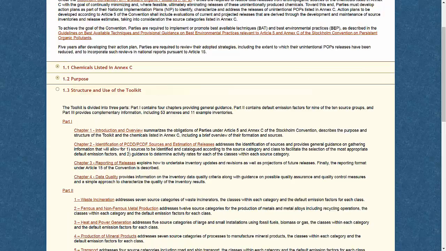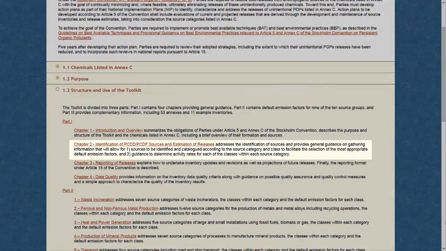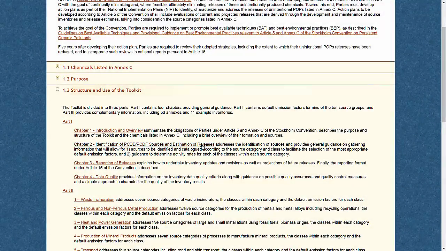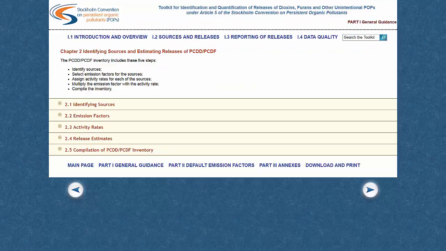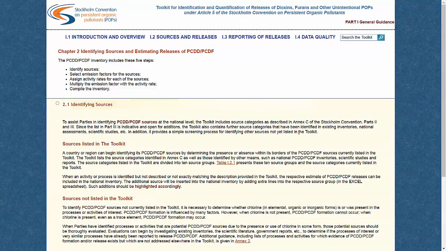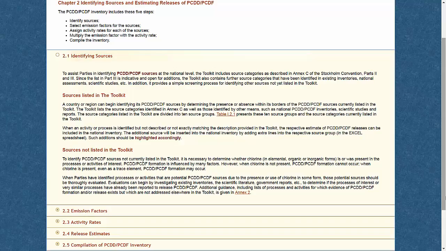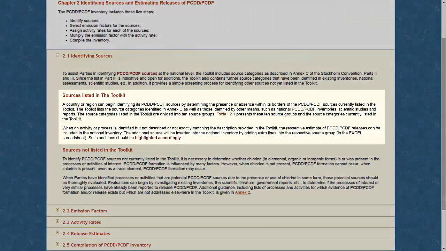In Part 1, you may have already noticed that our destination is Chapter 2, Identification of Sources and Estimation of Releases. Let's go into this chapter. So here in Chapter 2, Identifying Sources and Estimating Releases, I think we've reached our topic for today, identifying sources. We'll begin with looking at the toolkit's offerings as far as sources listed in the toolkit.